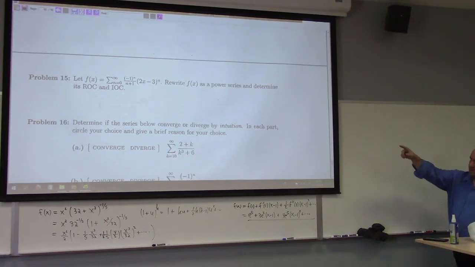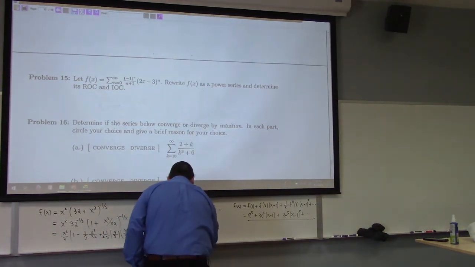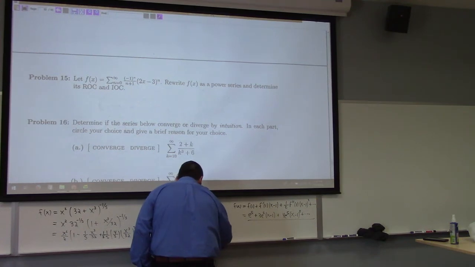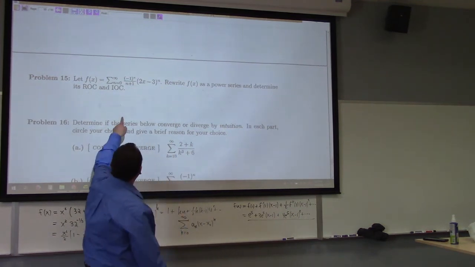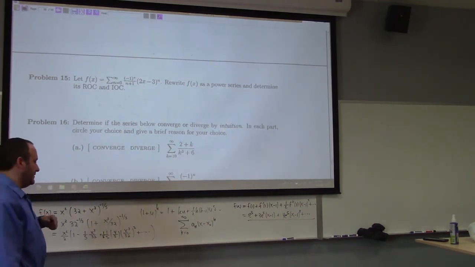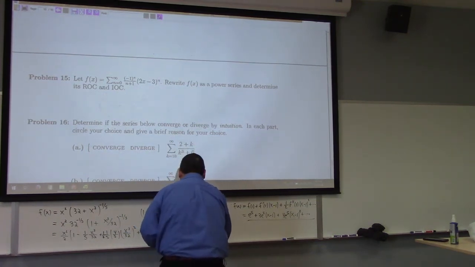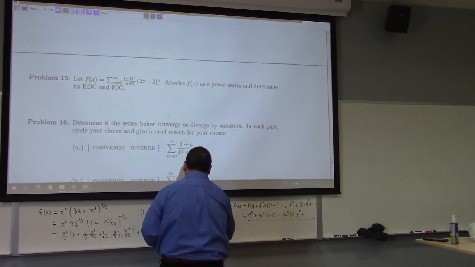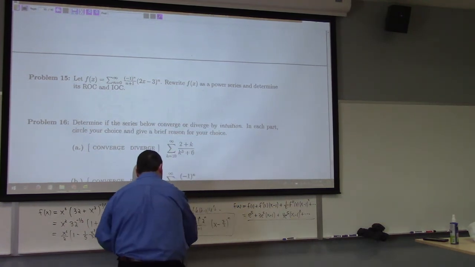The reason this wasn't a power series is, the power series has what form? Yes, x minus something to the n, or to the k, right? And so the trouble here is the 2x, so you have to factor the 2 out. And yeah, so this would be minus 1 to the n, 2 to the n, divided by n plus 1, x minus 3/2 to the n. I mean, that's the power series.